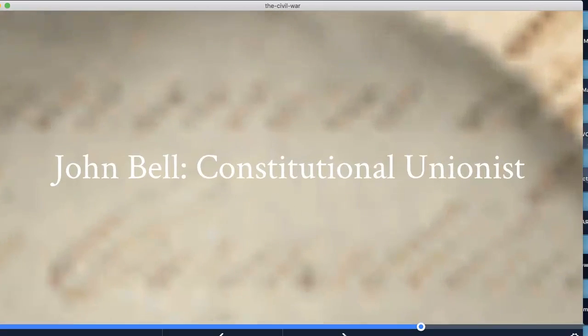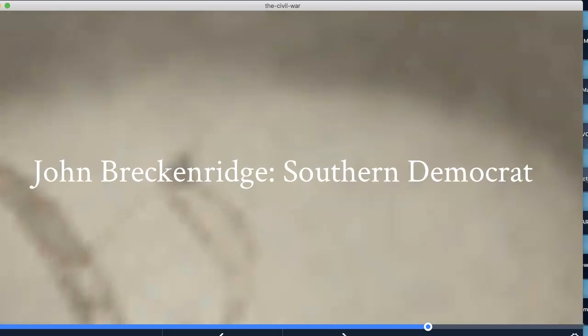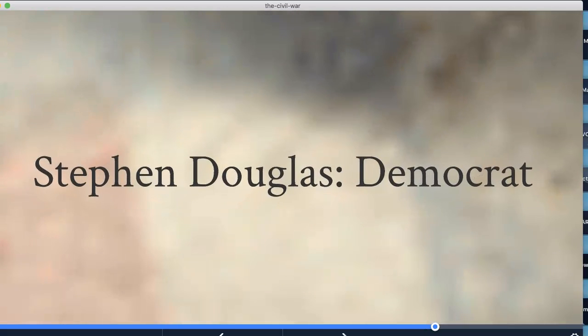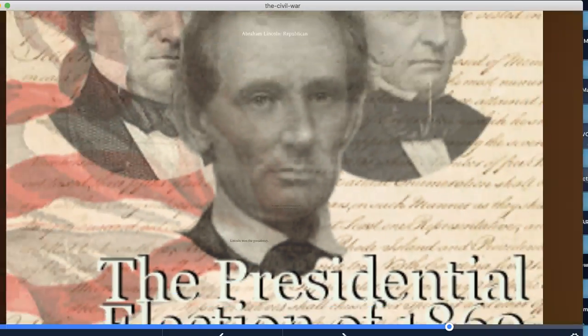So Abraham Lincoln, Republican. John Bell, Constitutional Unionist, so directly from the Constitution. Southern Democrat John Breckinridge, who obviously was very keen on the Southern ideology, on the idea that slaves should still be their property and used for their own economic gains. And then you had Stephen Douglas, who was just a Democrat, who was running and had some of the same ideology as both of his counterparts. Abraham Lincoln won the election and became the 16th president.